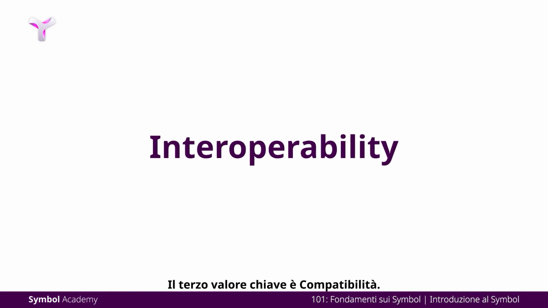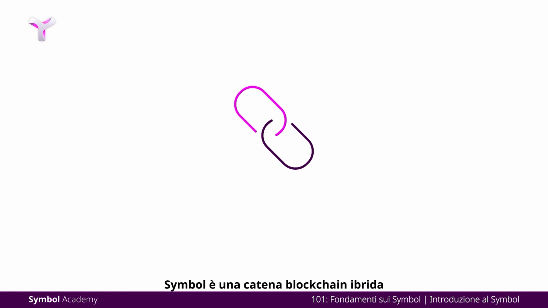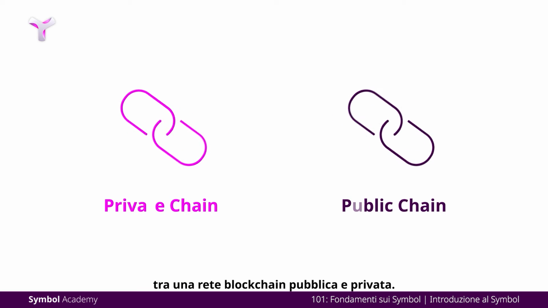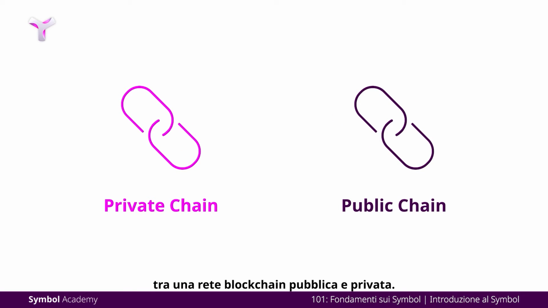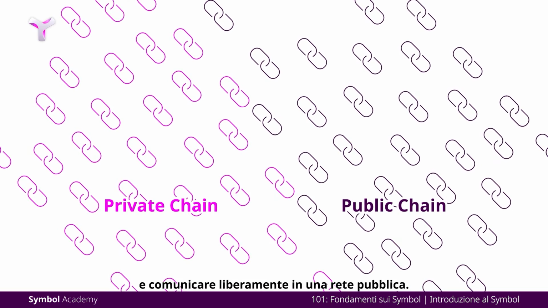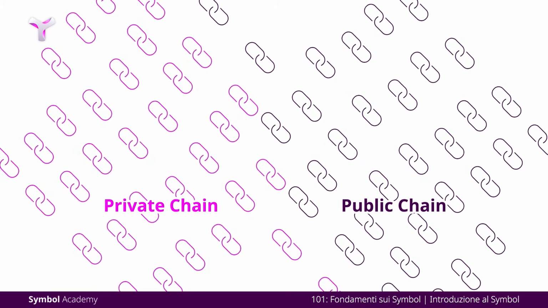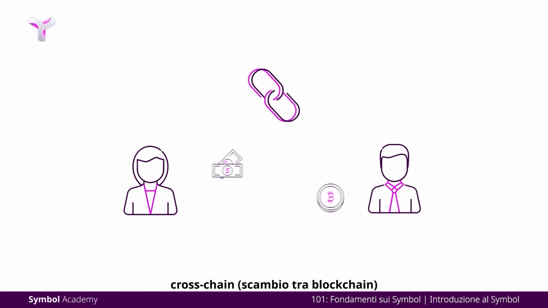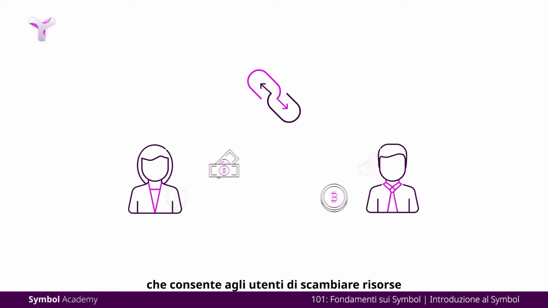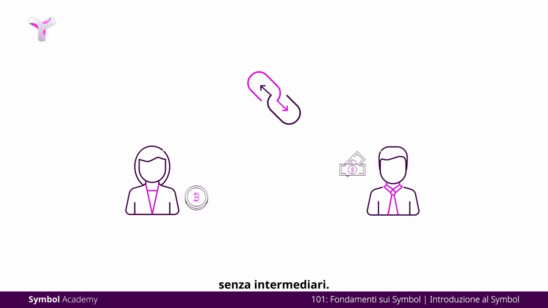So now the third value is interoperability. Symbol is a hybrid chain with native compatibility between public and private chains. Users can preserve an intimate ecosystem in a private chain and then go ahead and communicate freely with the public chain. Symbol's cross-chain swap feature enables users to trade assets across different blockchains without using an intermediary.